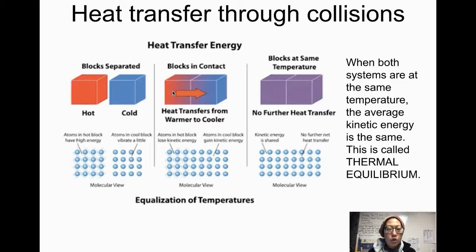The kinetic energy gets transferred over to the cooler block, and so on until heat stops transferring. Okay, so when they reach the same temperature, when the temperature stops changing, they have reached thermal equilibrium. There's no more heat transfer going on.